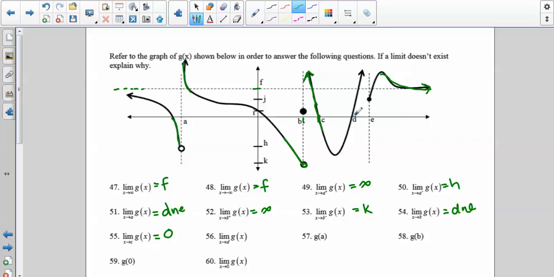And the same thing happens at d. So here's d right at 0. As we approach from the left, we approach 0. As we come from the right, we approach 0. So this one's also 0.